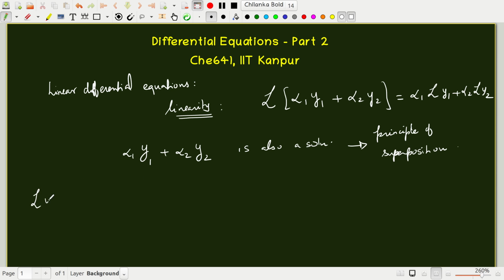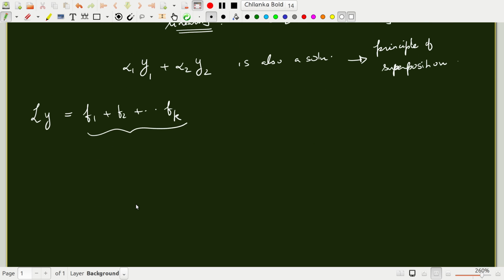Suppose I have Ly equal to f1 plus f2 plus up to fk, and I need to solve this problem. As you know from the last lecture, these functions on the right side are known functions, and we need to solve for the unknown function y. That is the meaning of the solution of a differential equation.